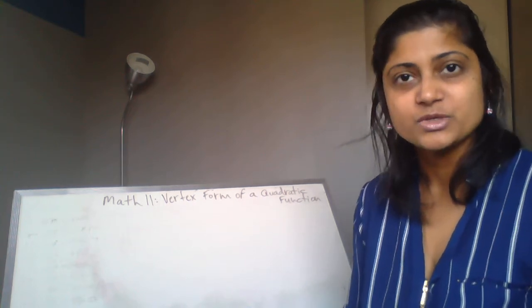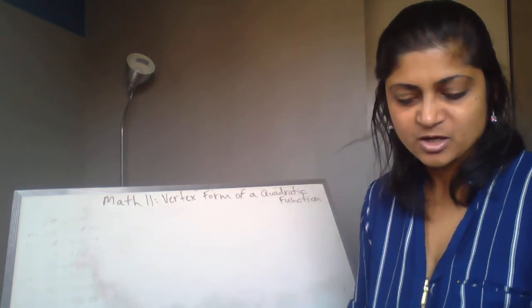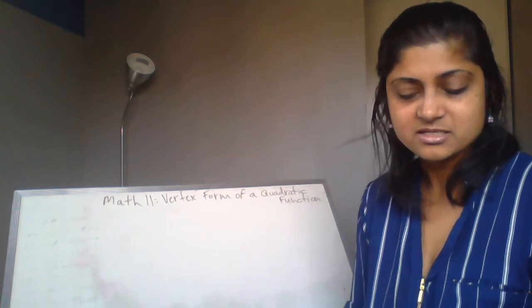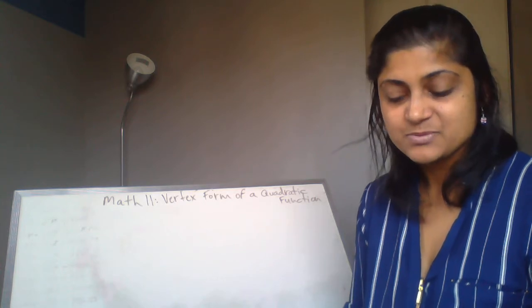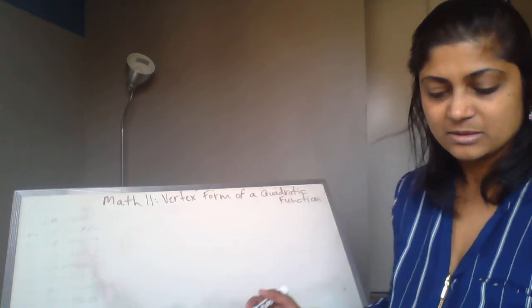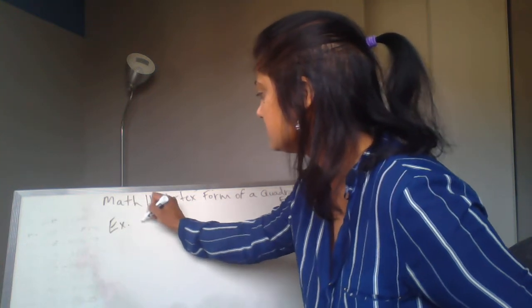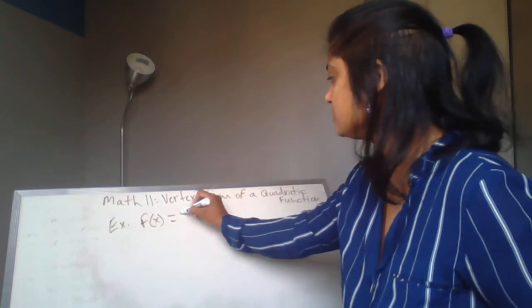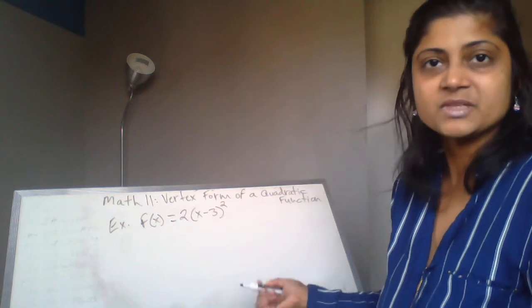I'm going to read the question out loud, and we're going to try these examples together. The first example is, for each function, state the vertex and whether the function has a maximum or minimum value, and explain how you decided. I'm going to pick a function from here. So let's put example: f of x equals 2 times (x minus 3) squared minus 5.